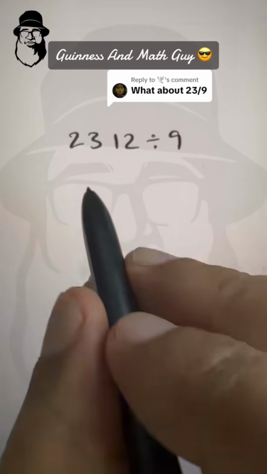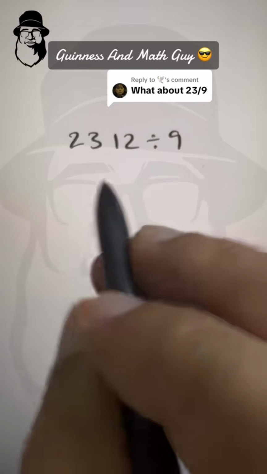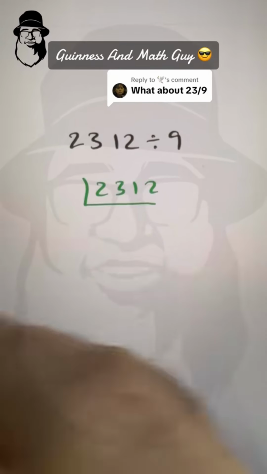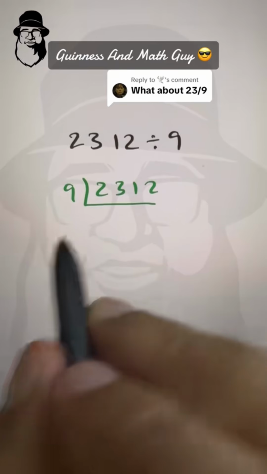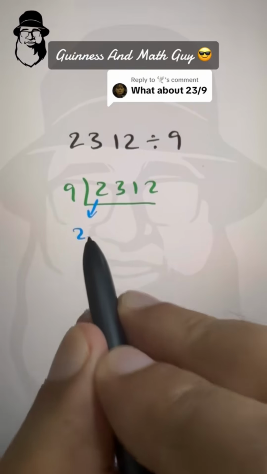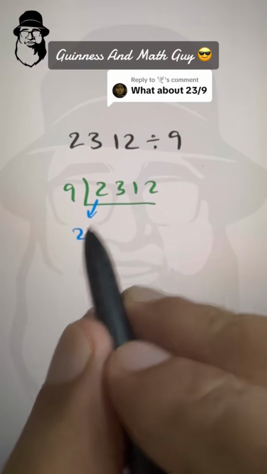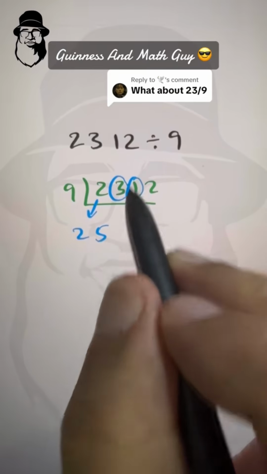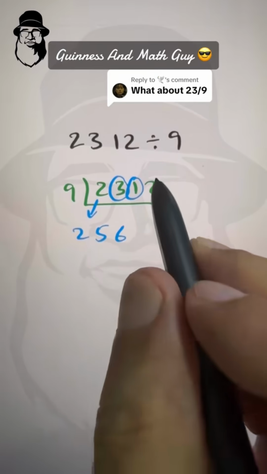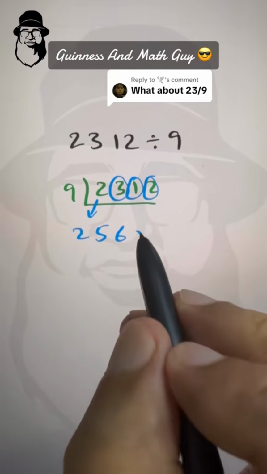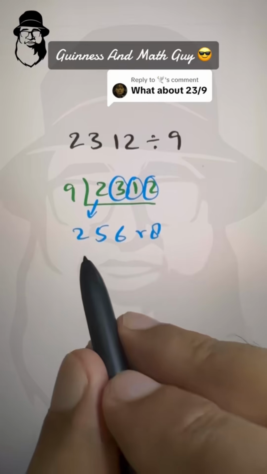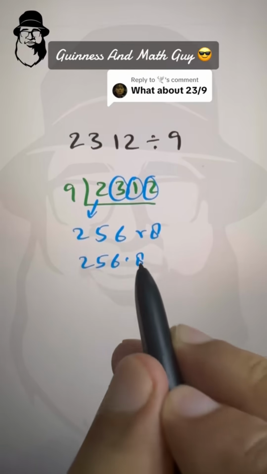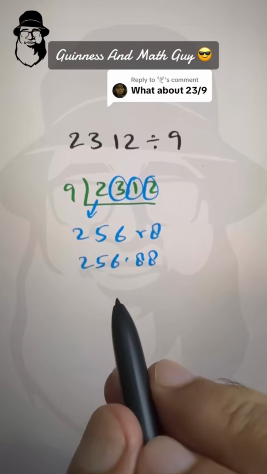And it doesn't matter if the number is a long number. So we write it exactly the same way, divide by 9. Now bring this 2 down here. This is the first part of the answer. Then this 2 plus this 3 is 5. Now this 5 plus this 1 is 6. And this 6 plus this 2 is 8. So the last one is always the remainder. So our answer is 256 remainder 8, or 256.88, whatever you prefer. That's the answer.